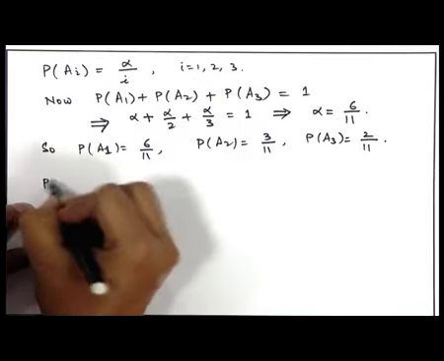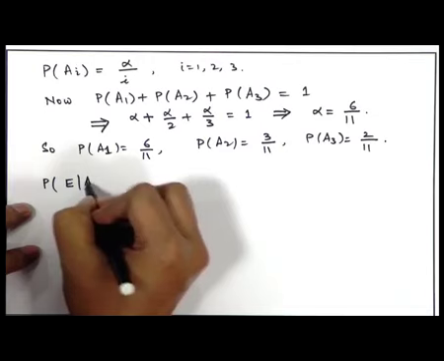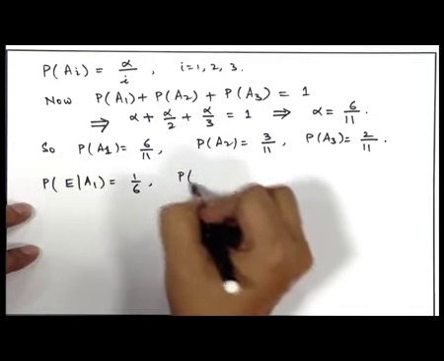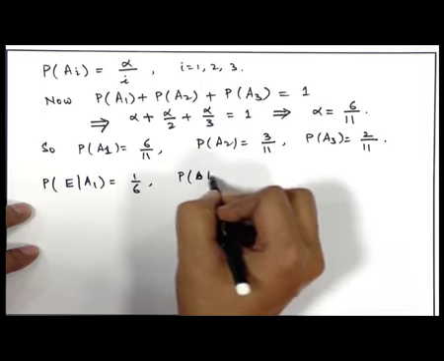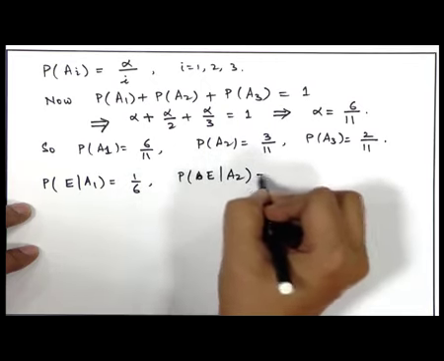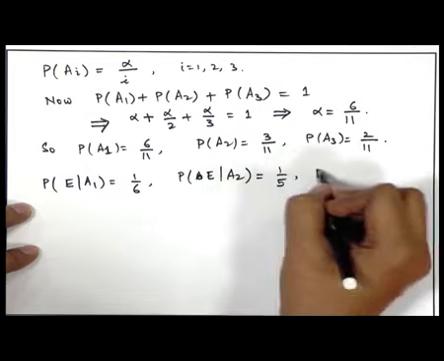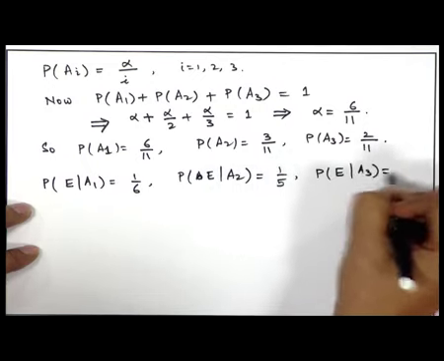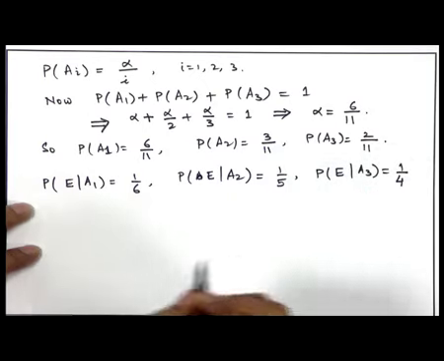So, now what is the probability of E given A1? That is 1 by 6. The probability of observing a 6 when the second die is chosen is 1 by 5, and the probability of observing a 6 when the third die is chosen is 1 by 4.